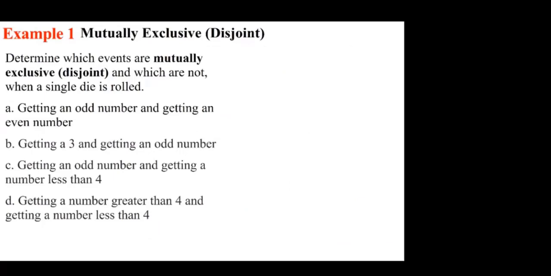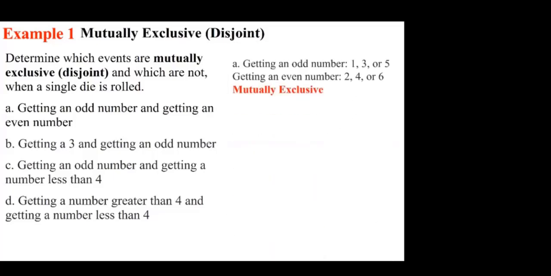We want to determine which events are mutually exclusive and which are not when a single die is rolled. Let's start with part A. Part A, getting an odd number and getting an even number. What do you think it is? Are they mutually exclusive? Exclusive, because they have nothing to do with each other. When we look at odd numbers, they are 1, 3, or 5. Even numbers, 2, 4, 6. Therefore, they must be mutually exclusive.